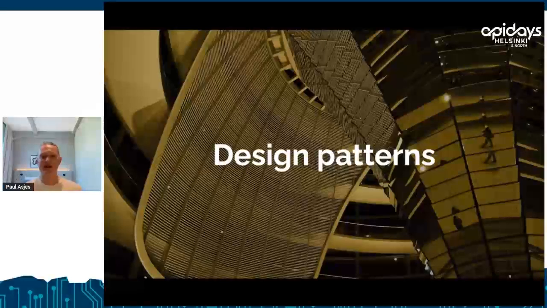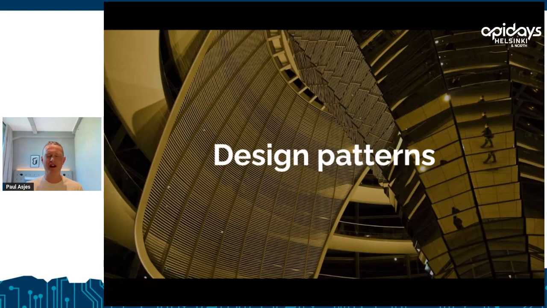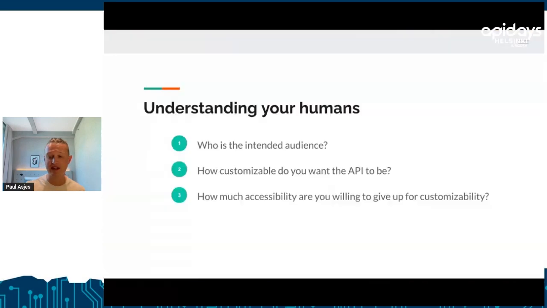Next, let's talk about design patterns. Now, what are design patterns? Design patterns are the things you should be thinking about before you write a single line of code within your API. This is how you think about who your audience is and what exactly it is you're trying to convey to them. So you need to understand the humans behind the API, what they want to do and how they want to do it.